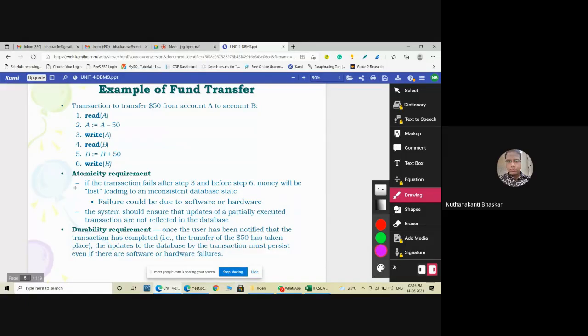100%, your atomicity requirement. If, for example, you take this as a transaction: a transaction is a collection of actions which are going to execute sequentially. First action, second action, third, fourth, five, six, like that. Read A; A equals A minus 50; write A; read B; B equals B plus 50, right? It means you are transferring $50 from A account to B account. This is the transaction. Clear?